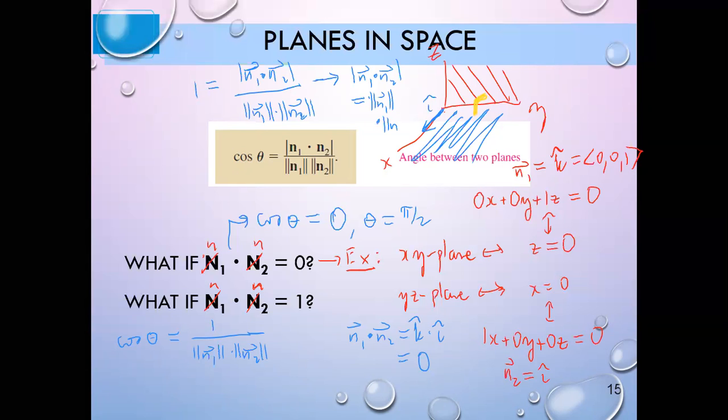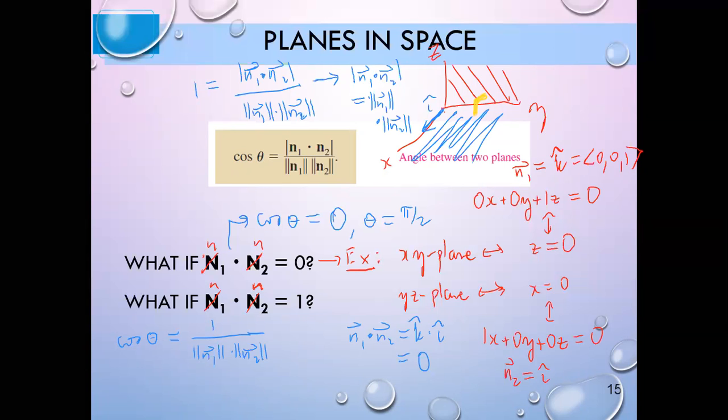You just have to be cognizant. You have to be aware of what the lengths of each one of the normal vectors is. And if the dot product is literally equal to the product of the lengths, you know that you have two planes that are parallel to each other. Does that kind of make sense? Okay, hopefully.